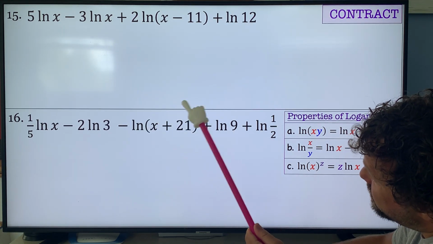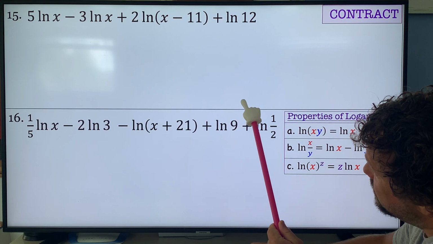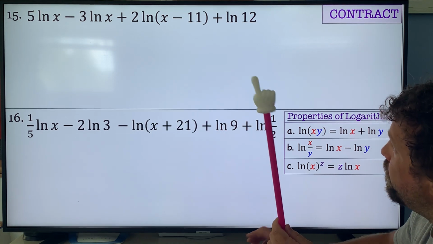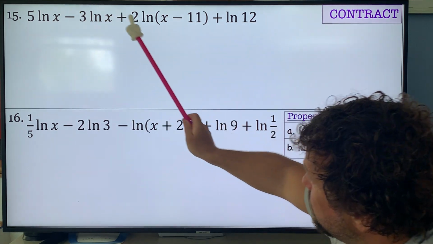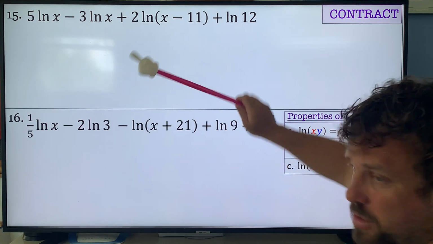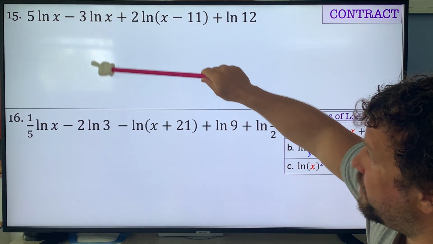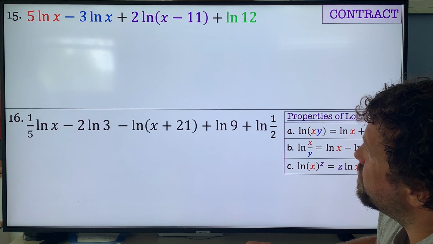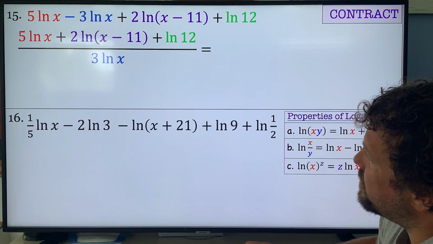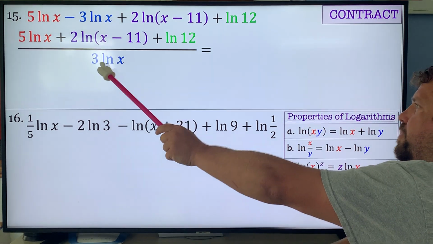5 ln x minus 3 ln x plus 2 ln x minus 11 plus ln 12. So, take all the pluses. Plus, plus, plus, numerator, negative, denominator. All right, so all the numerator pluses are on the top, numerators on the bottom.